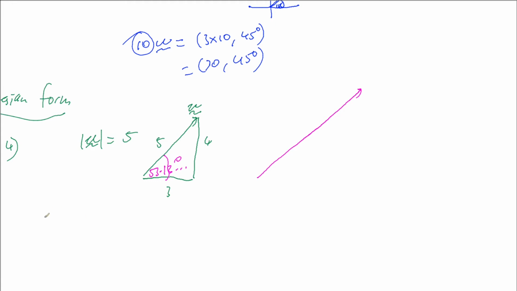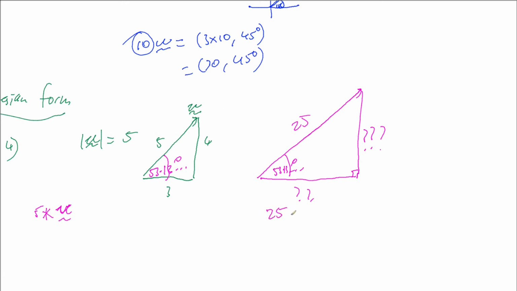So let's try and work out what will be 5 times the vector u. So that will be a magnitude of 25 at an angle of 53.13 continuing degrees. And I want to know what changes. How long do these sides become? Well, I can have a look at some trig to help me.